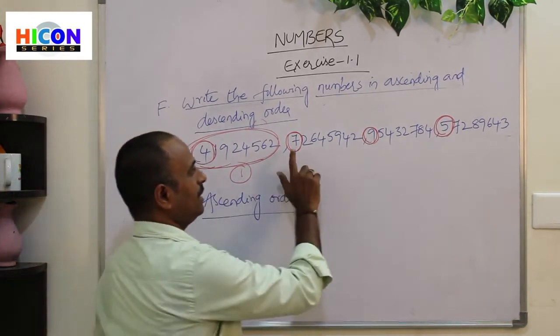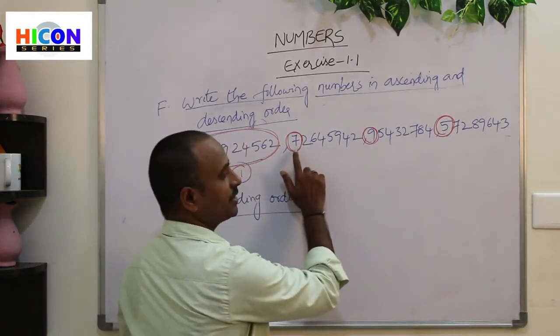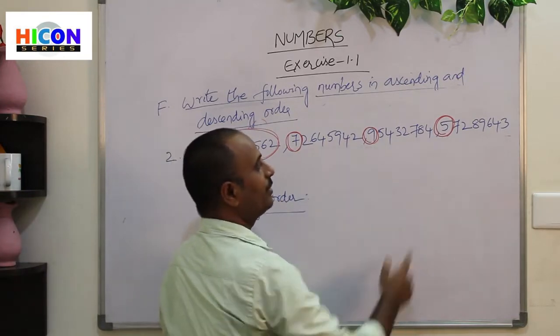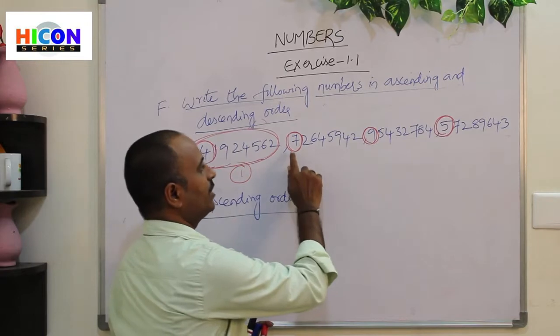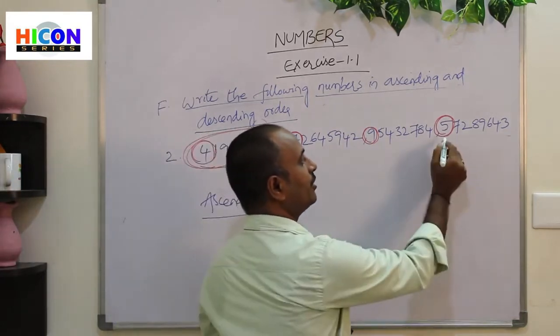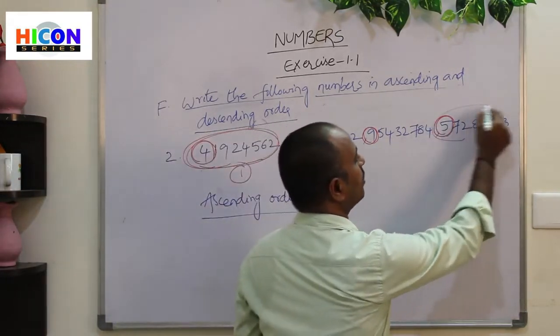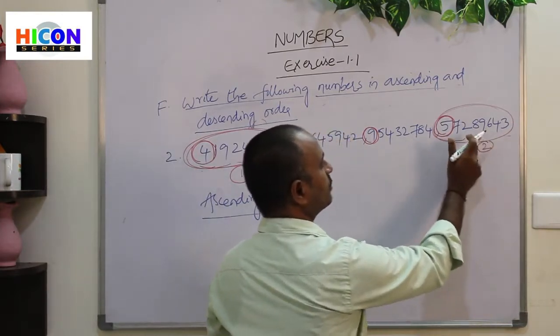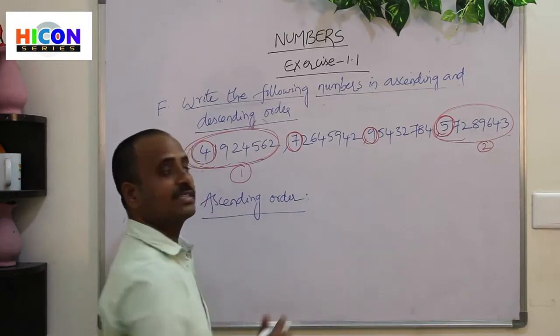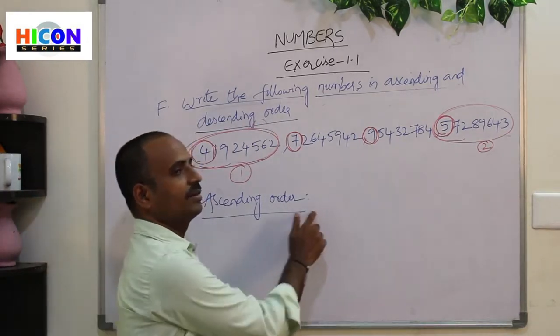Next, among the remaining three numbers, the first digits are 7, 9 and 5. Among 7, 9 and 5, which number is the smallest? Here the digit 5 is the smallest. That's why the last number becomes the second smallest number, and we write this number in the second place in ascending order.